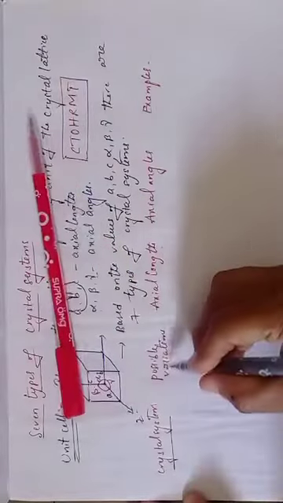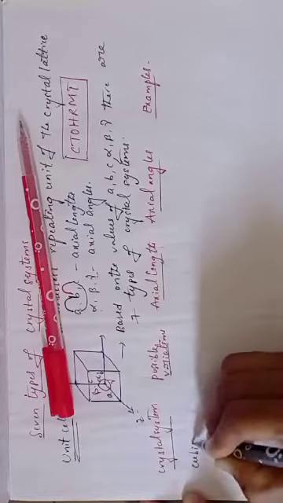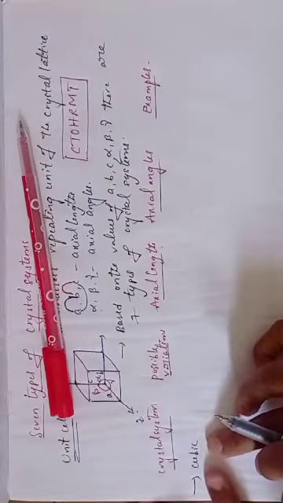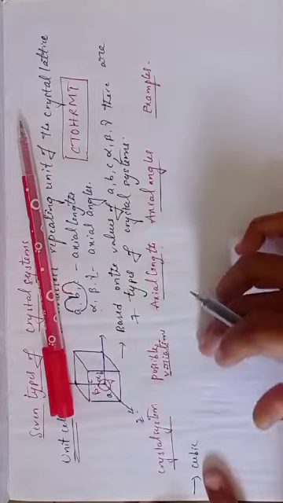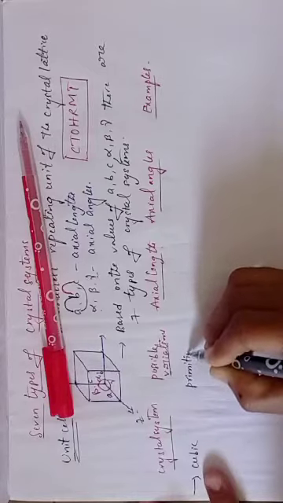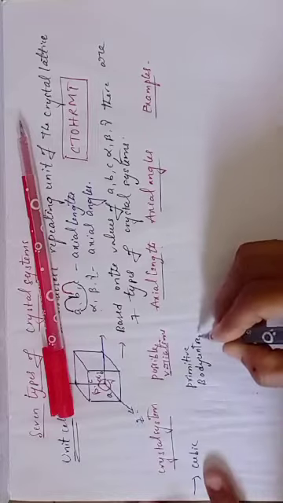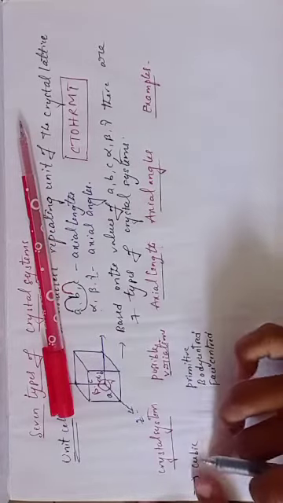So first I will write all that. First one, cubic system. C means what, students? Cubic system. How many possible variations in the cubic system, students? Possible variations: primitive, body centered, face centered. Three possible variations are there in the cubic system.